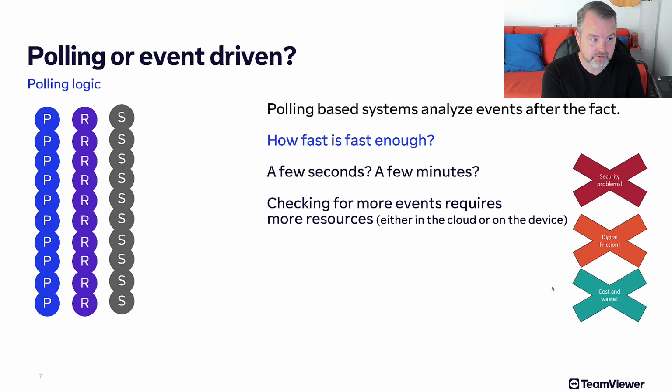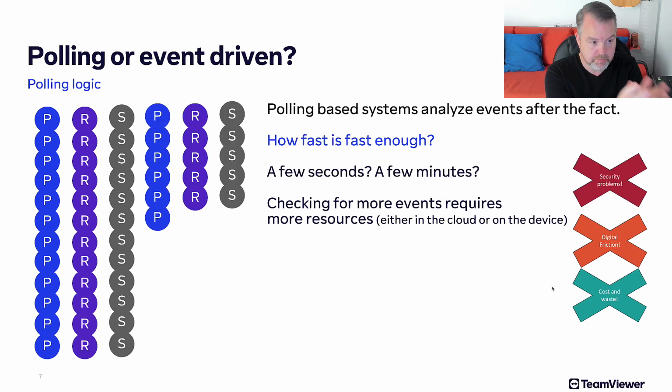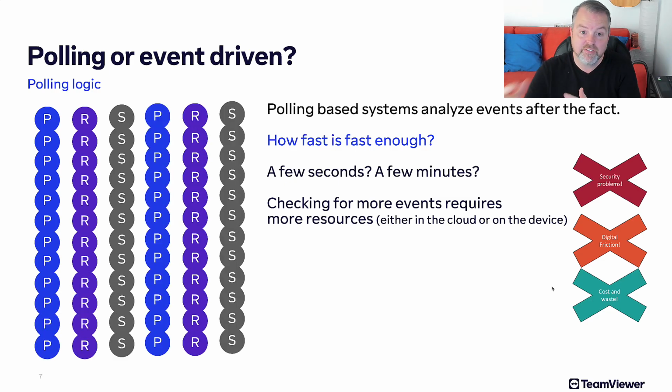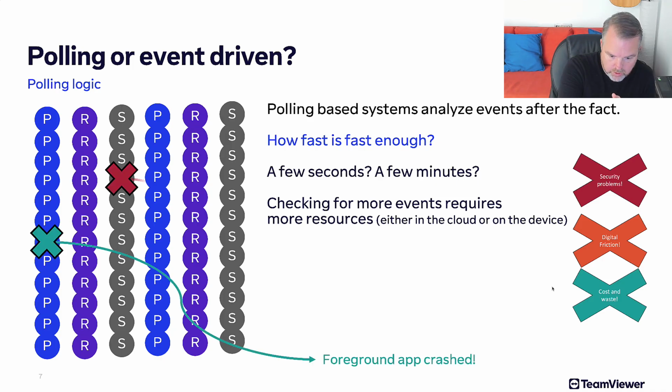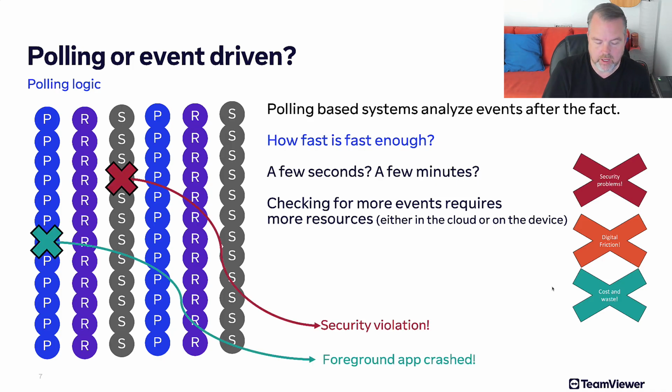In polling-based systems, events occur, performance, responsiveness, stability-based events, and after they've occurred, it assesses to see what's occurred. So they all occurred and we identified a foreground app has crashed. They all occurred and we identified that there was a security violation. Now this identification, this analysis can take place potentially on the device or off and against data that's in the cloud or on the device, and those are other factors.